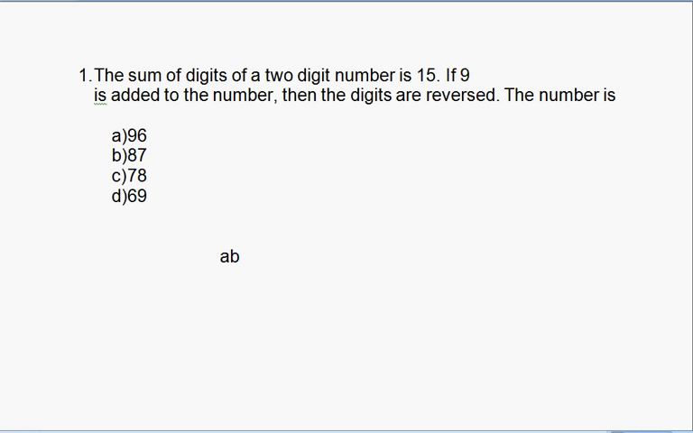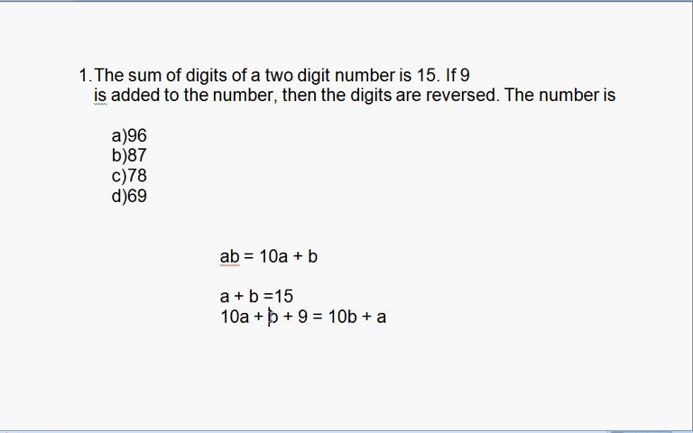So it's a two digit number, let it be AB. It can be written as 10A plus B. We all know this. The first statement says the sum of the digits is 15. The second statement says when 9 is added to the number, 10A plus B, the digits are reversed, so the number becomes 10B plus A. Now we have to simplify this equation so that we can solve it further.